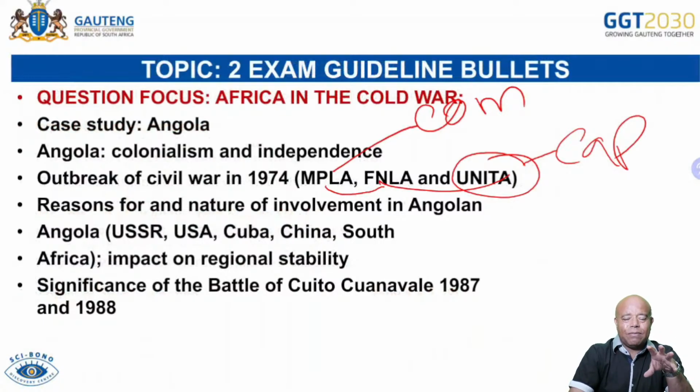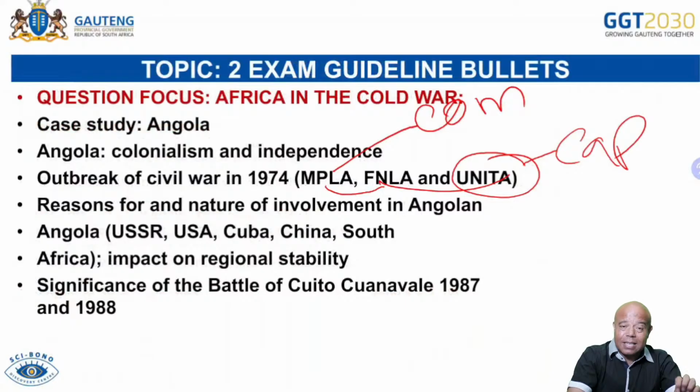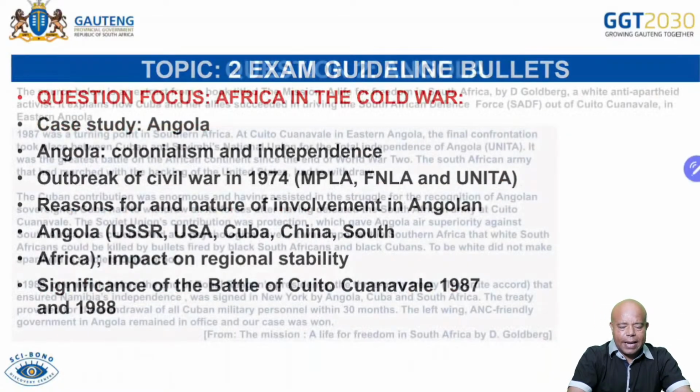demolish the South African Defense Force, the leaders of the different countries met in New York, and they signed Resolution 435, meaning they gave Namibia back its independence. So that means in 1989, Namibia was no longer a province of South Africa, but an independent country. So this is just an overview of the case study of Angola as a country.